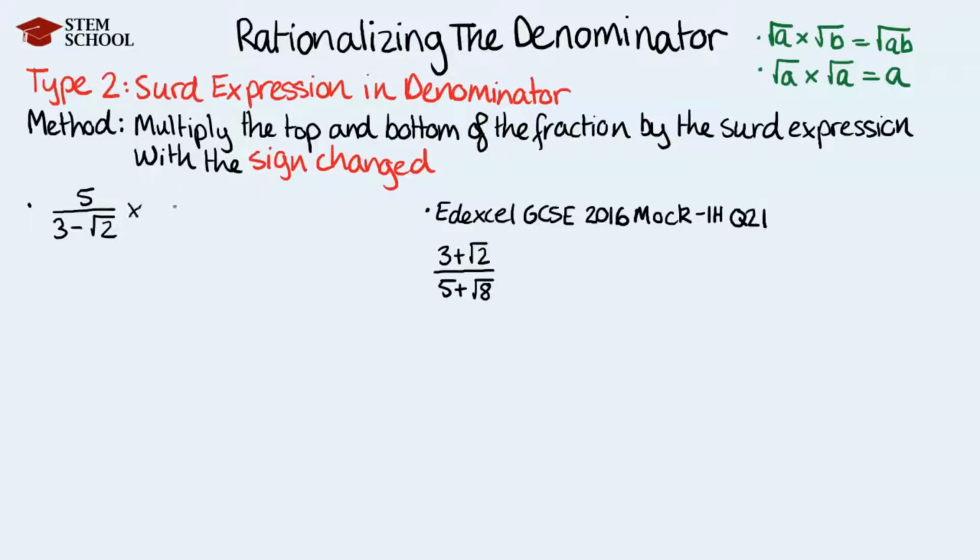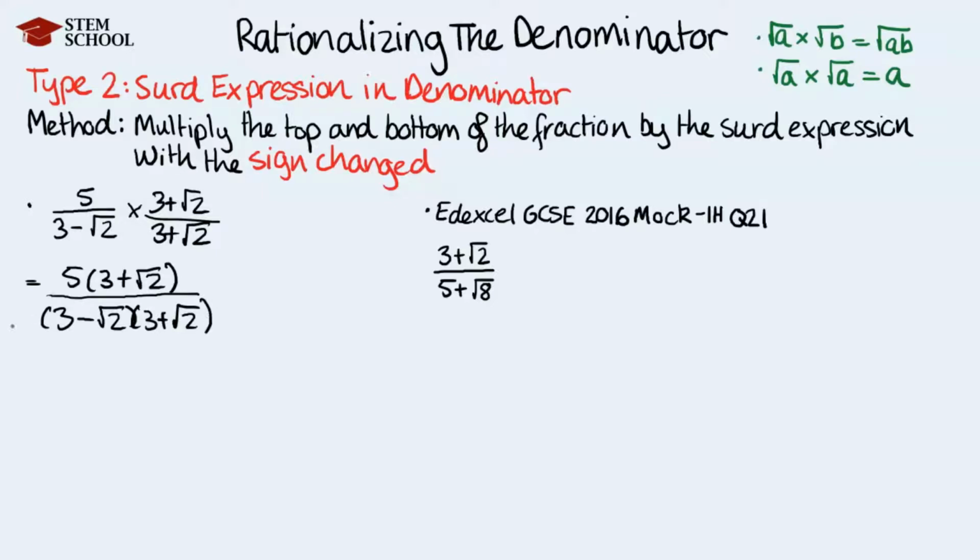So we multiply by the third expression, but we change this sign, so 3 plus root 2, okay? And then here we just have to multiply it, so it'll be 5 multiplied by 3 plus root 2. And that'll be all over, double brackets this time, we've got 3 minus root 2, 3 plus root 2. So let's multiply out these brackets, okay? So it'll be 15 plus 5 root 2.